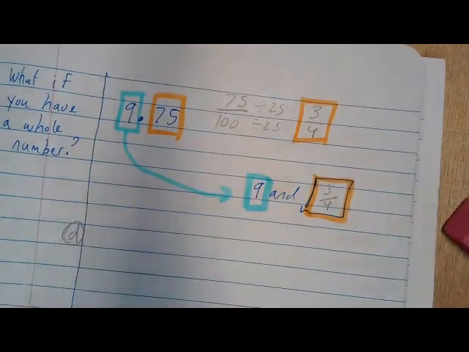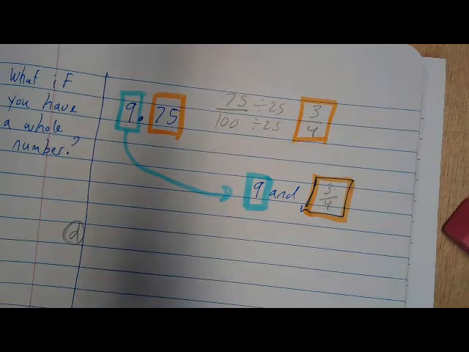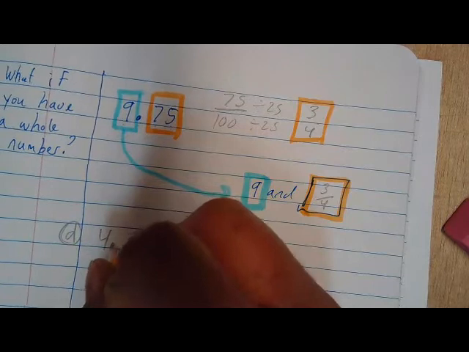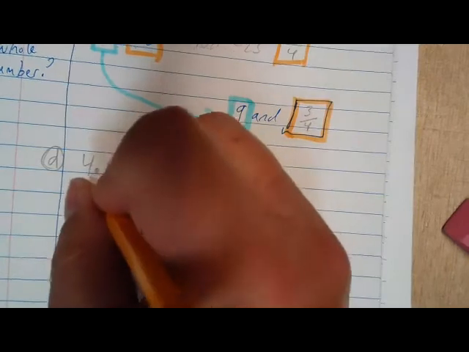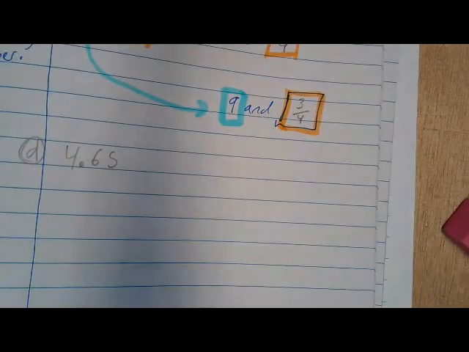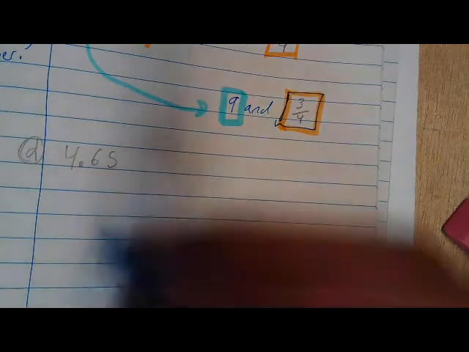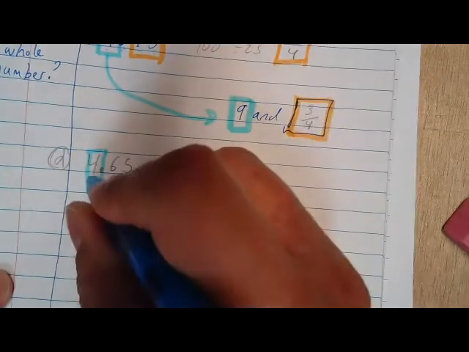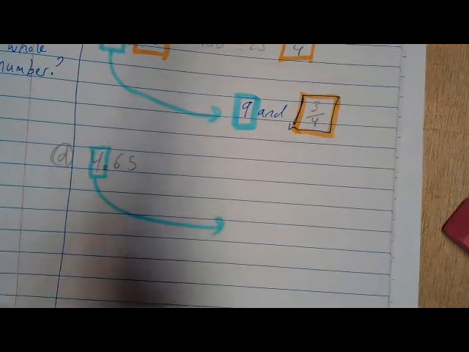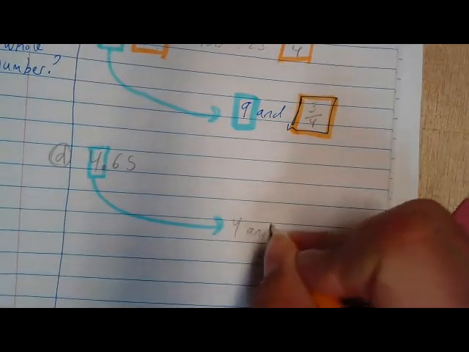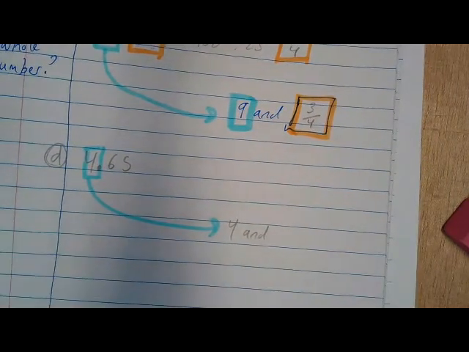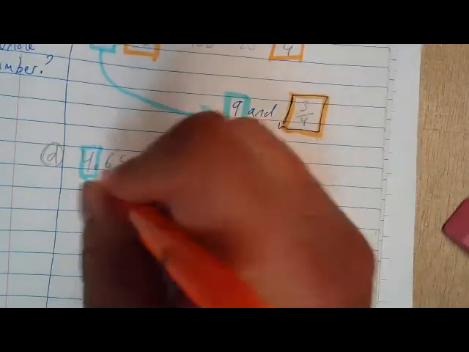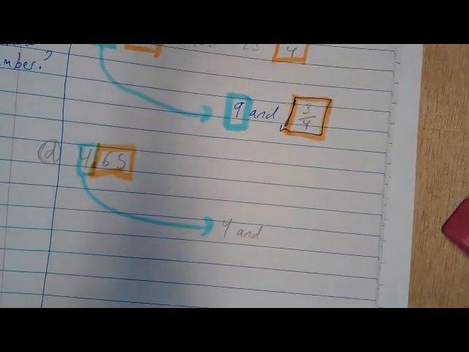All right, letter D. And it tells us we have 4.65. Okay, we got to change that to a fraction. Now, like I said earlier, the whole number just goes on a little trip. You don't have to do anything with it. Just leave it alone. It just moves over here somewhere. Okay, 4. And the decimal point becomes the word and. 4 point or 4 and. Now we just got to worry about this part. We got to change the decimal number to a fraction.